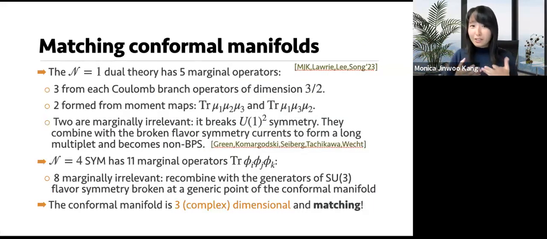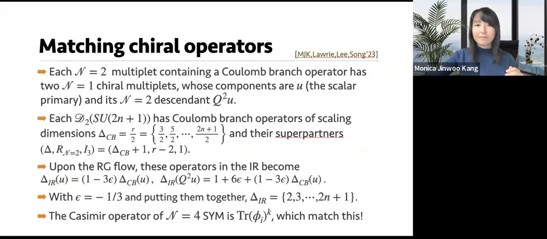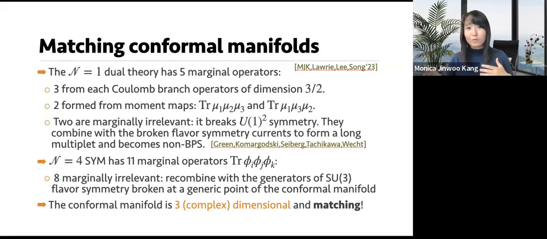Now that we matched the explicit chiral operators, we should also check whether the conformal manifolds match between the two theories. The dual theory of N=1 has 5 marginal operators: 3 coming directly from each Coulomb branch operator of the lowest dimension, which, if you remember, was 3/2. Then there are an additional 2 formed from moment map operators of 1, 2, 3 and 1, 3, 2. They're different. Among them, 2 are marginally relevant because they break the U(1) squared symmetry, so they combine with the broken flavor symmetry currents to form a long multiplet and become non-BPS.